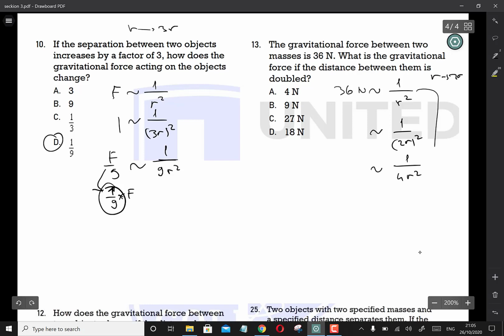What happened? Compare this to that. You divided this by 4. So that's why 36 also must be divided by 4. 36 divided by 4, it becomes 9. So 9 Newton is the correct answer here.